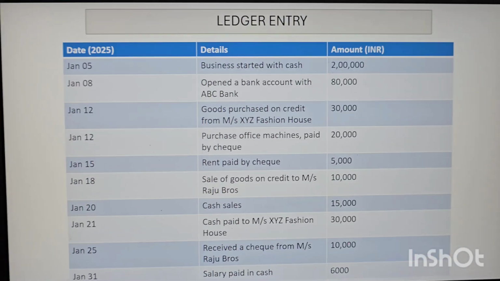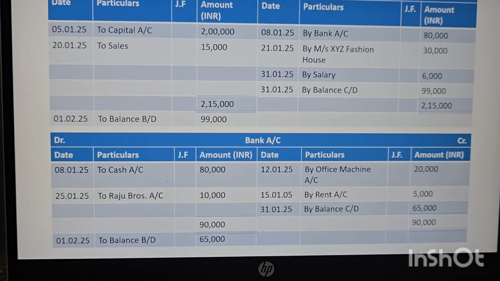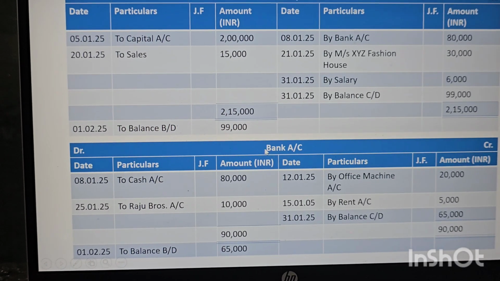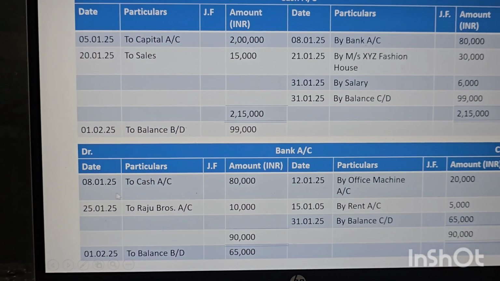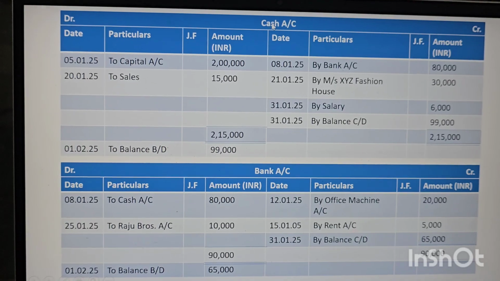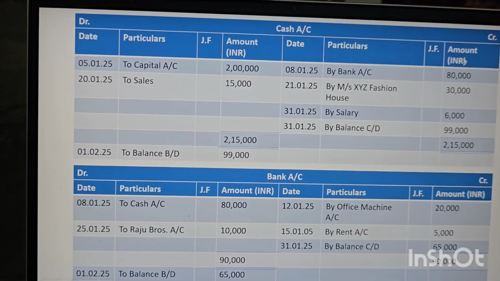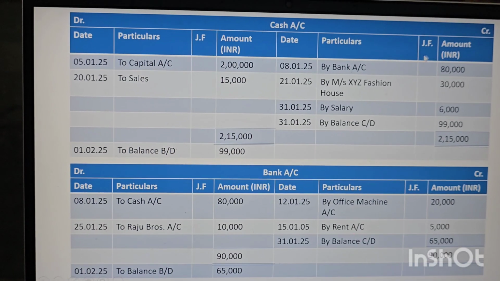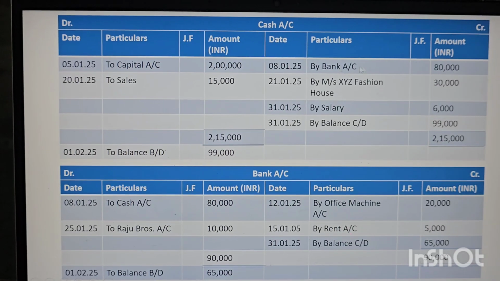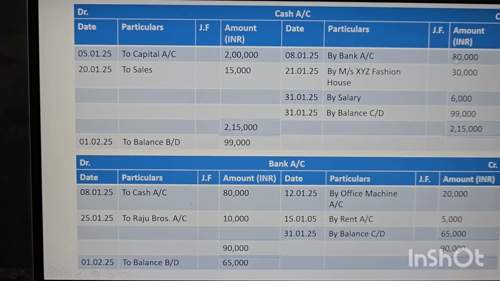The journal entry is bank account debit to cash account. So in the account of bank, bank account debit to cash account by 80,000, and similarly the cash account is being credited. Since the cash account is being credited, in the cash account we put the amount on the credit side of the account as by bank account 80,000.